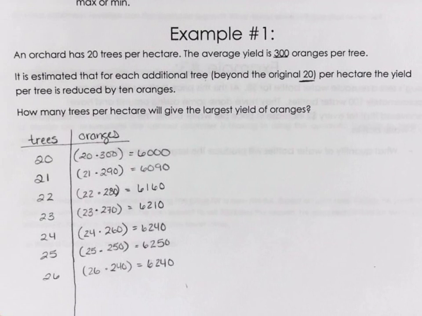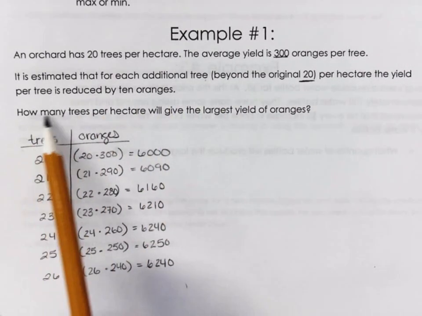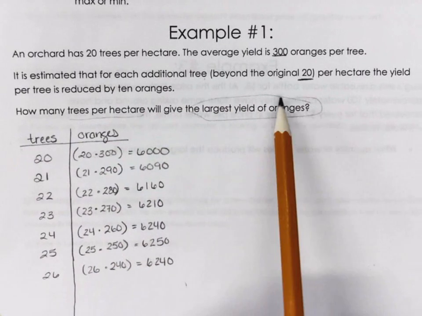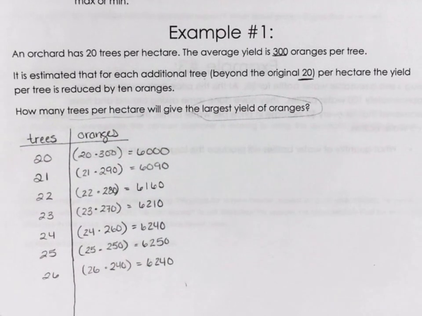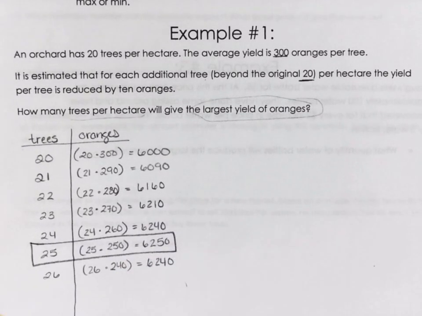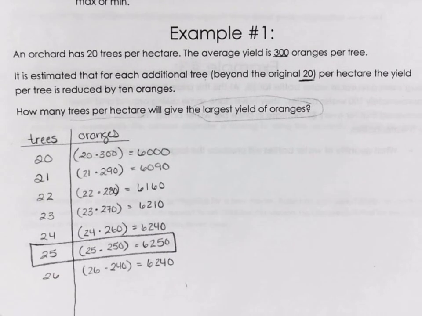Yeah. Okay. So how many trees per hectare will give you the largest yield of oranges? So what's going to give us the most oranges? How many trees? 25. What you found there was kind of the vertex. Well, it is the vertex. You went up, up, up. You kept climbing. You hit the vertex, and then you started to go down. So I know that I want to plant 25 trees. That's going to give me the maximum number of oranges.